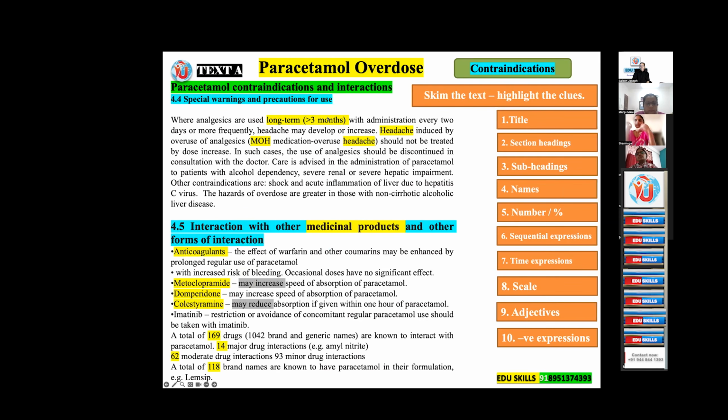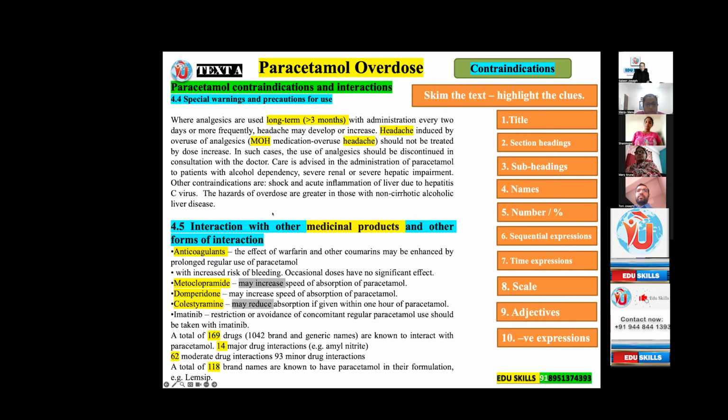Long term, 3 months. And symptom. Okay, you see, MOH is their abbreviation. Headache is there. Headache again, it is here. Headache is here. Repeated, which is not highlighted. So, long term, the sequence time expression is a clue.